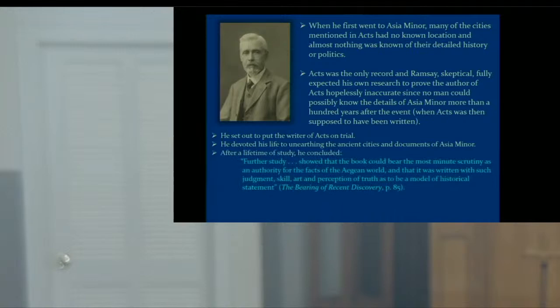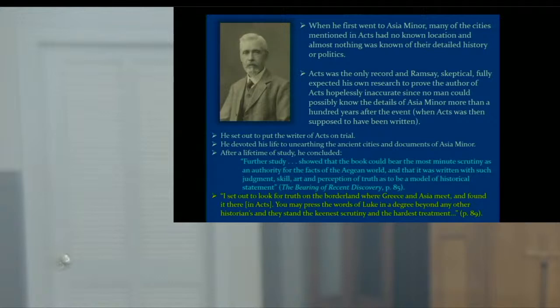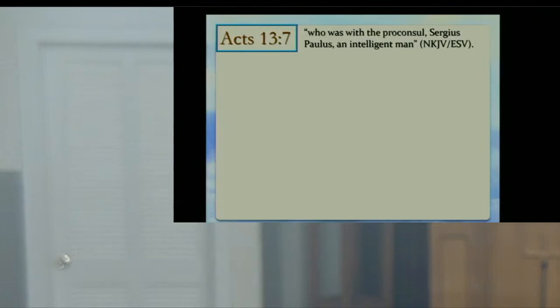After a lifetime of study, here's his conclusion from The Bearing of Recent Discovery. Further study showed that the book could bear the most minute scrutiny as an authority for the facts of the Aegean world, and that it was written with such judgment, skill, art, and perception of truth as to be a model of historical statement. So he had no problem with Luke. I set out to look for truth on the borderland where Greece and Asia meet, and found it there in Acts. You may press the words of Luke in a degree beyond any other historians, and they stand the keenest scrutiny and the hardest treatment. If he could have found a geographical or historical error in the book of Acts, he would have brought it to your attention, because that was his original purpose.